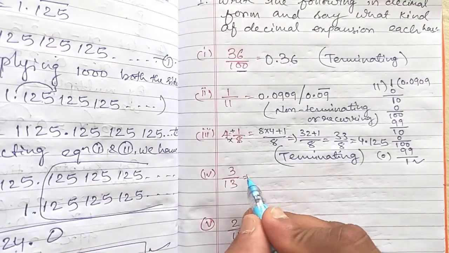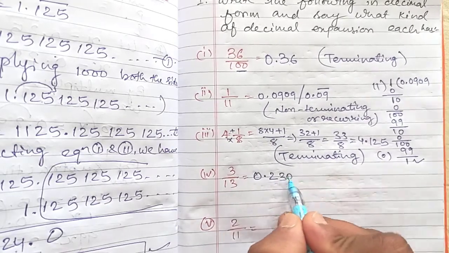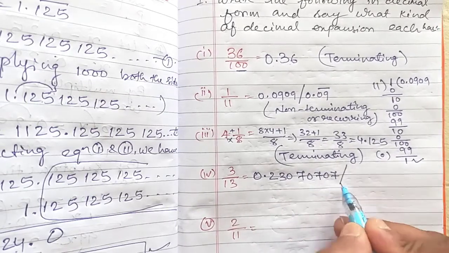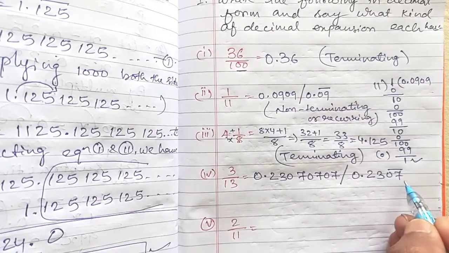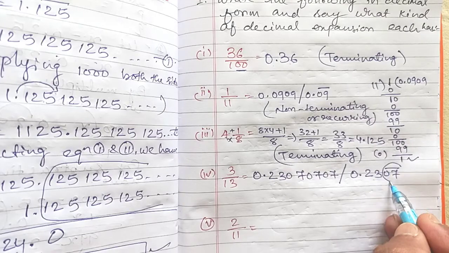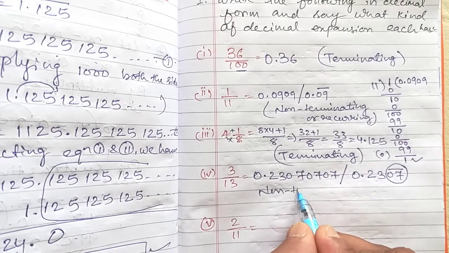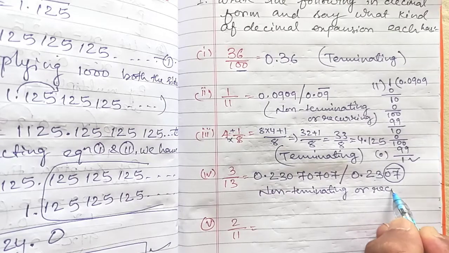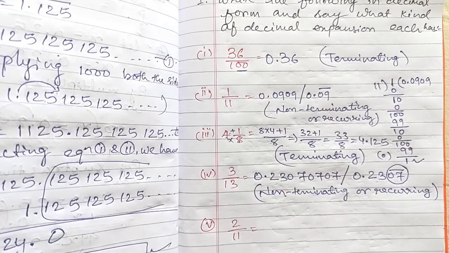So the answer for 3 by 13 is 0.230769 repeating, that means it can be written as 0.2307 bar. Because this number is repeating so many times and the remainder is not 0, it is non-terminating. And what kind of repeating decimal? It is a recurring decimal, because the decimal expansion is repeating. So non-terminating or recurring decimal expansion.